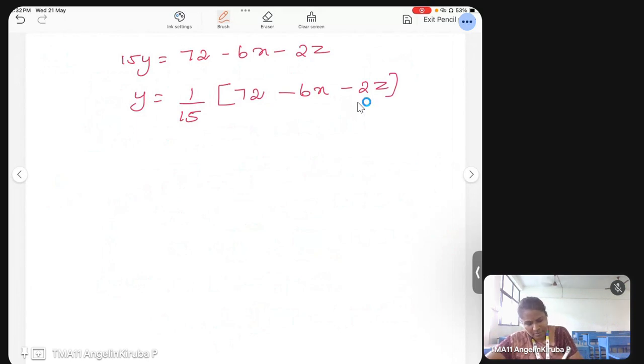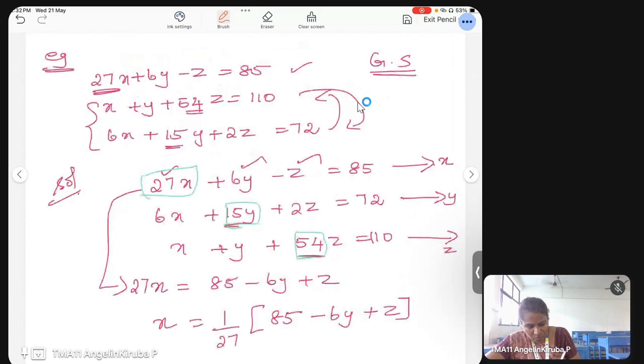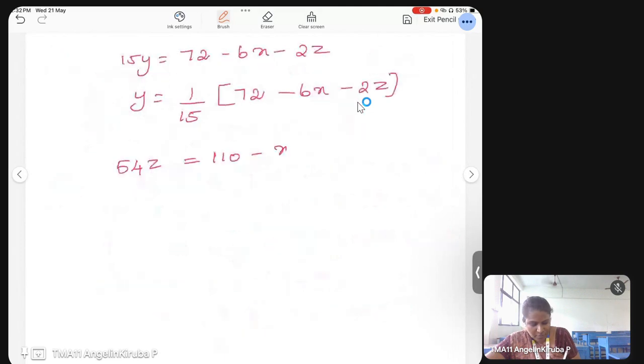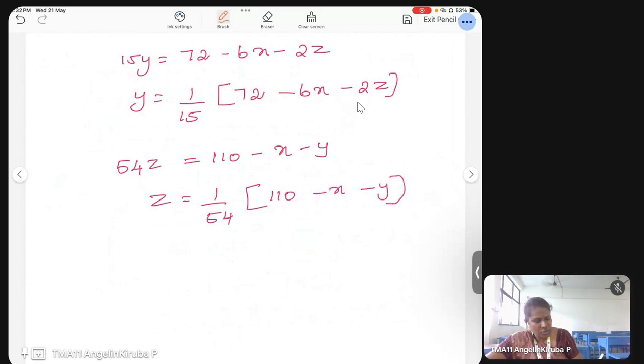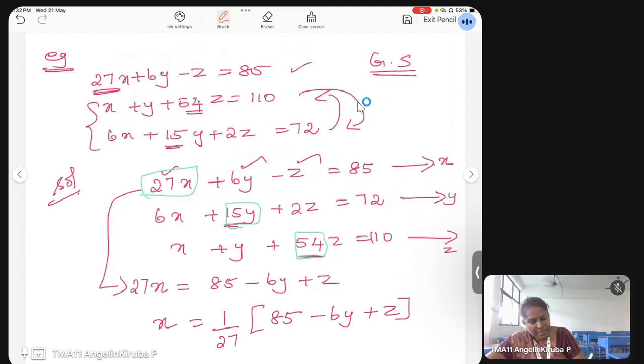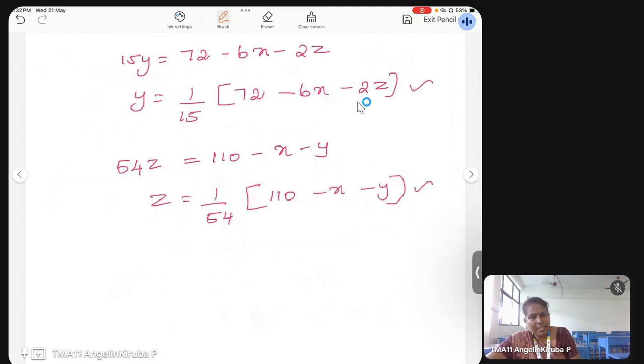So next is z. 54z is equal to 110 minus x minus 5 minus x minus 5. So z is equal to 1 by 54 into 110 minus x minus 5. Okay, so this is the equation for x. This is the equation for y. This is the equation for z.